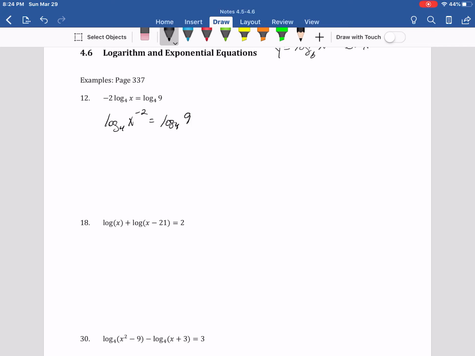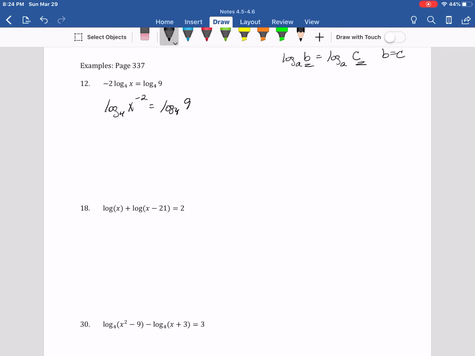There's a property that tells you if you have the log base A of B equal to the log base A of C, well then B has got to equal C, no matter what the log base is. And so that's what we have right now. We have the log base 4 of x to the negative 2 equals the log base 4 of 9. So the log base 4s cancel out.